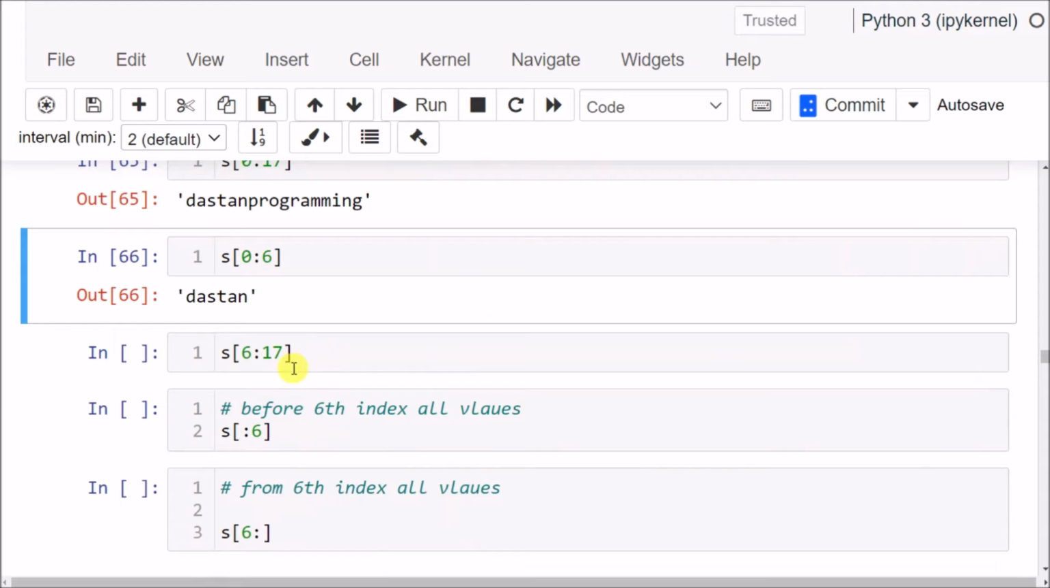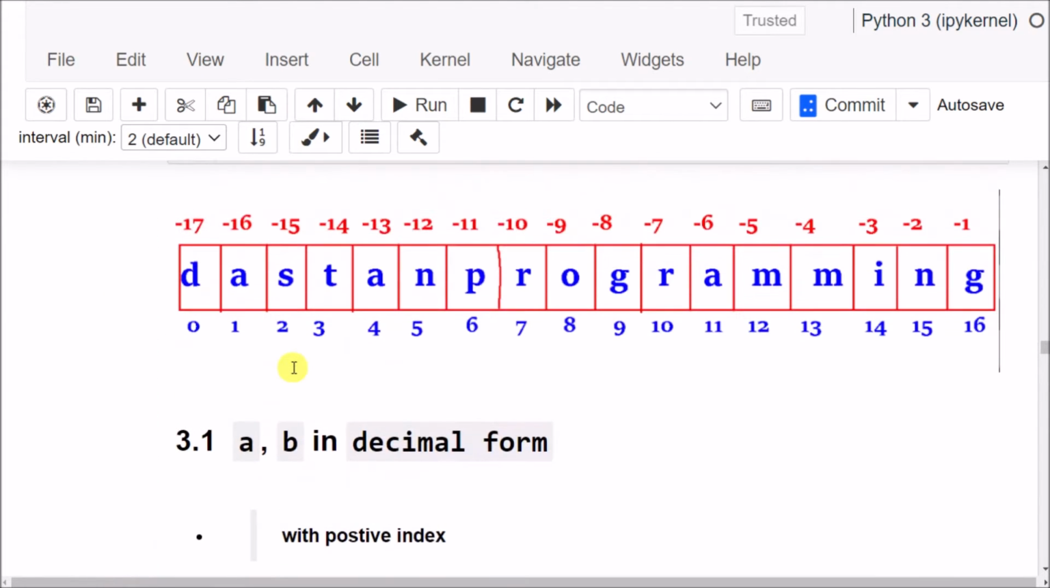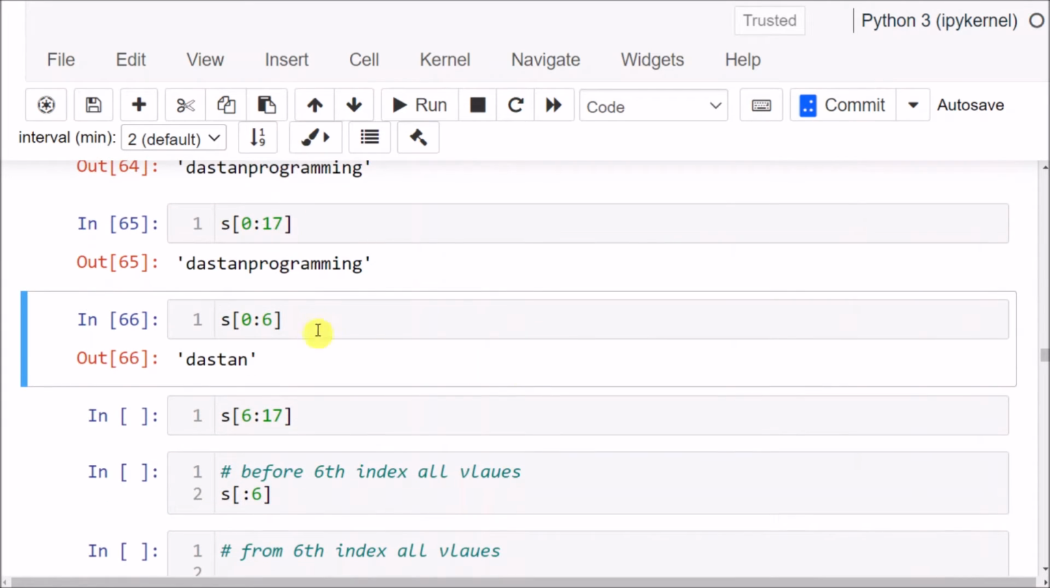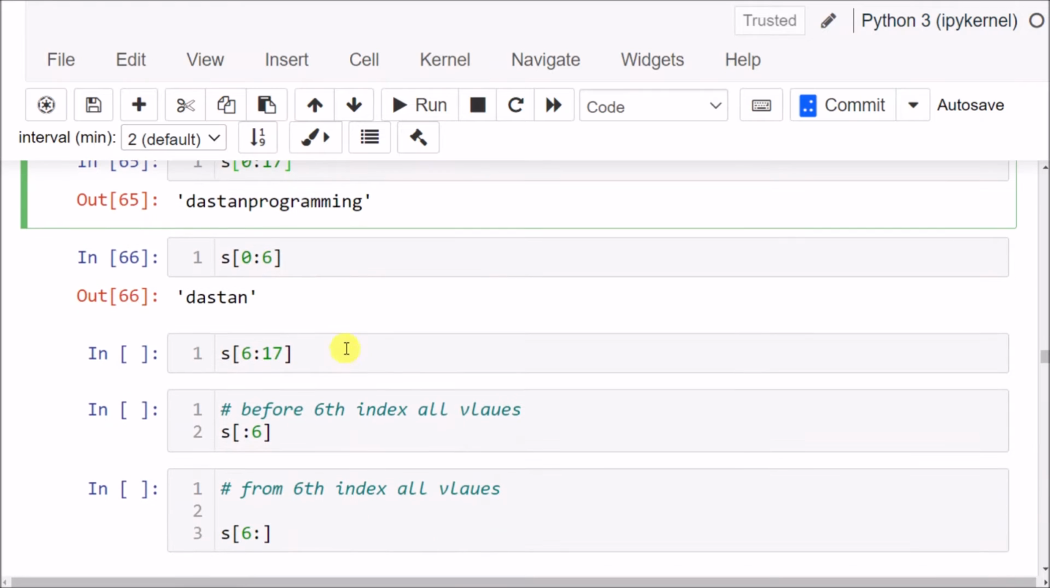And 6 to 17th. Let's check. 6 to 17th means what? Before 17 means 16, because 17 is excluded. It will return programming.